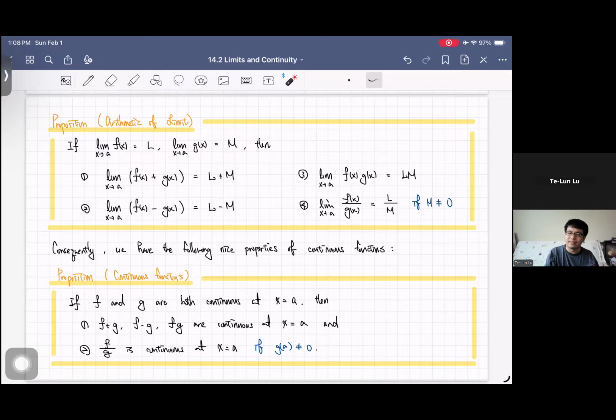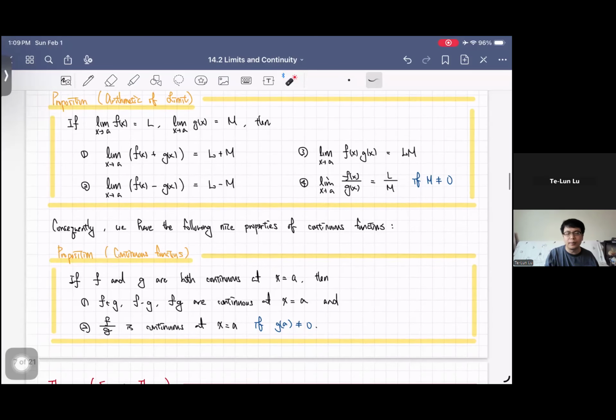So it is very nice in the sense that it operates just like the usual algebra. What we're saying is that, say, addition and the limit are exchangeable. You can do the addition first and take the limit, or you can take the limit first and then do the addition. And the same holds for subtraction, multiplication, and division.